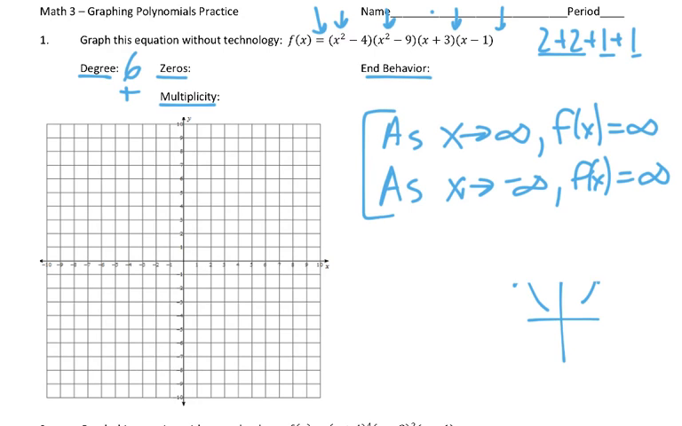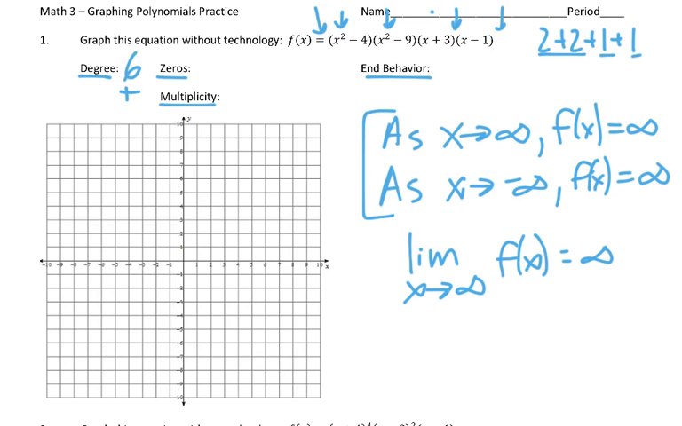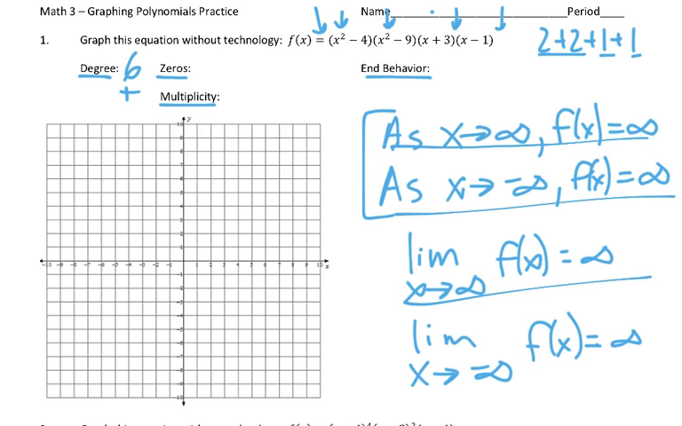Okay? We can write them in a different format. So you could go the limit as x approaches infinity, f of x is equal to infinity, and the limit as x approaches negative infinity, f of x approaches infinity. Either one works. I'll probably be kind of switching back and forth between them. These are the same thing. These two are the same thing. Alright, now let's take a look at our zeros.